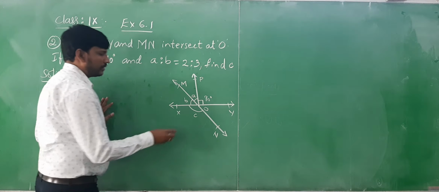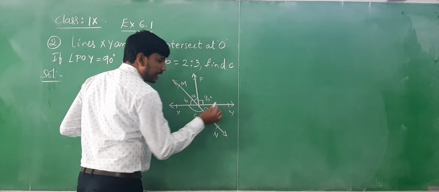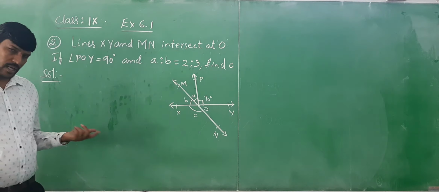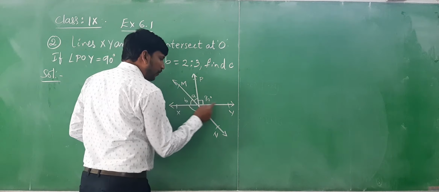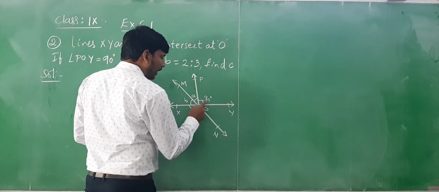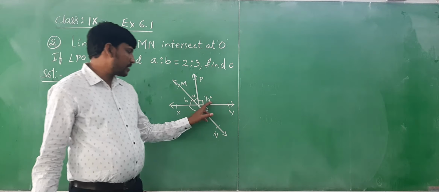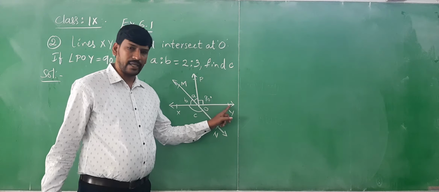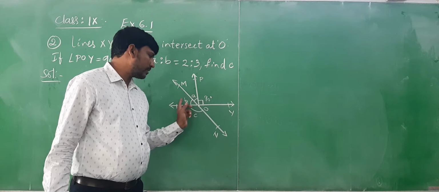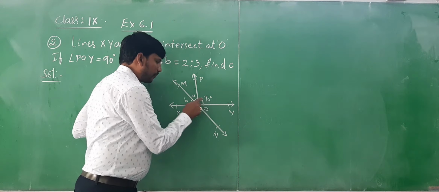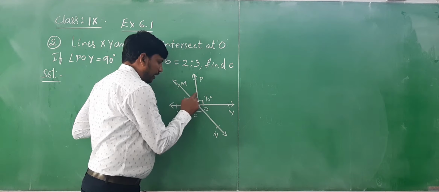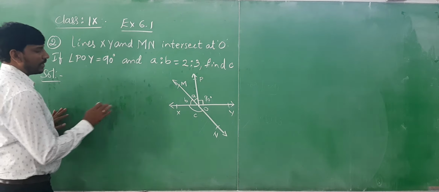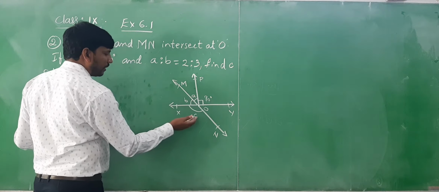Now look here, angle POY is 90 degrees. Then angle POX is how much? It is also 90 degrees because POY and POX are a linear pair. The sum of these two angles, POX plus POY, the total angle is a right angle. So already the given is 90 degrees. Therefore this total angle POX is 90 degrees. So by using that concept we are going to find out first A and B, then C and D.